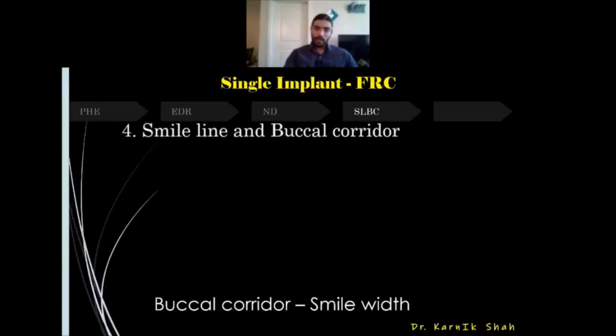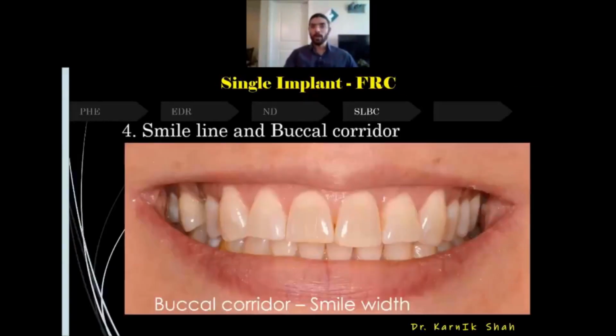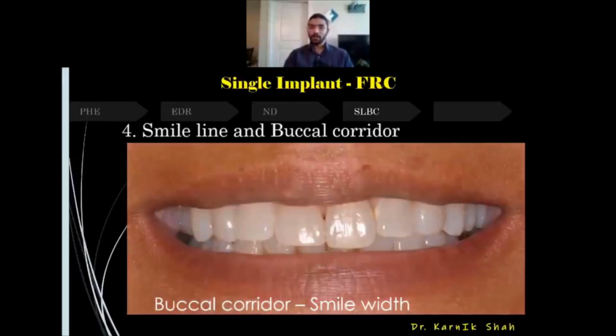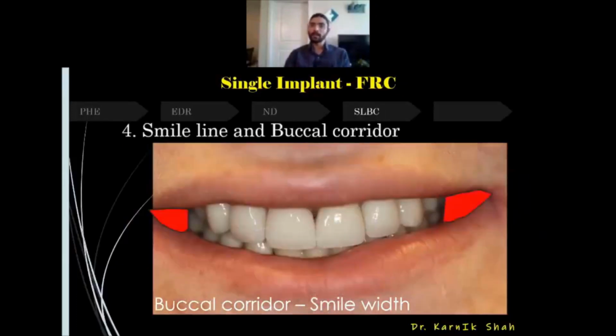The next aspect in FRC is the buccal corridor that indicates the smile width. It is the negative space, the dark space visible during smile formation between the commissures of the mouth and the buccal surface of the maxillary teeth. Now this is the average or medium buccal corridor space, but then you will have patients with narrow buccal corridor space or even asymmetrical space between the right and the left sides, and then you will have patients with wide buccal corridors or narrow smile width.